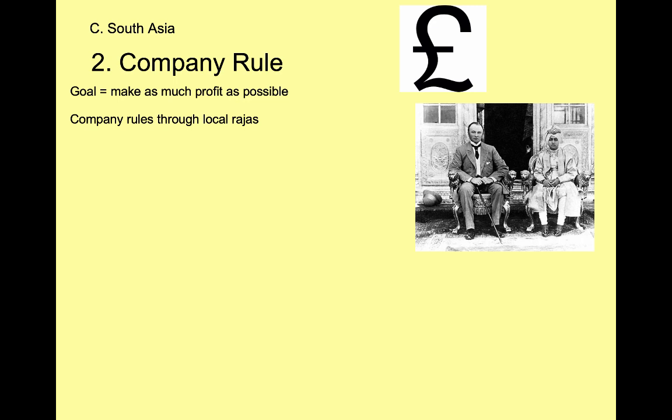And so this is a cheap, easy way for a smaller group of people to rule a larger group of people. And it works for a while, right? So we have this company rule. It's sometimes called indirect rule, where you indirectly rule India through the local leaders.